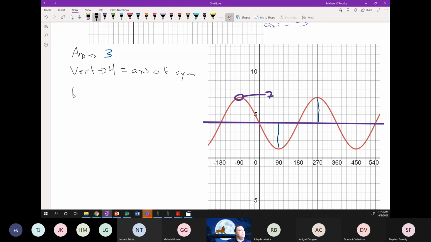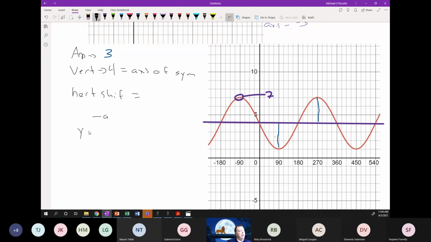Good. Now, is there a horizontal shift on this one? No. If I start here, I run into that spot right there. What did change here? There's no horizontal shift. But what's different? Why does this one go down first? What changes there that makes it go down first? Good. It's a negative A.